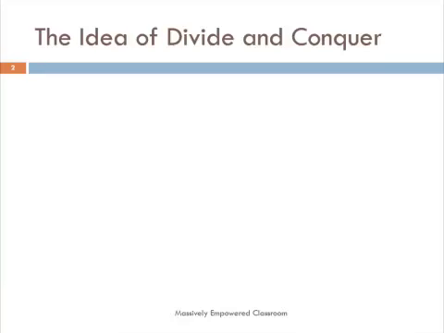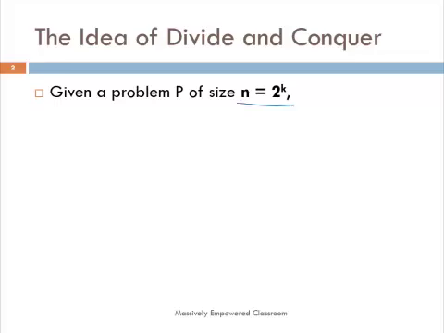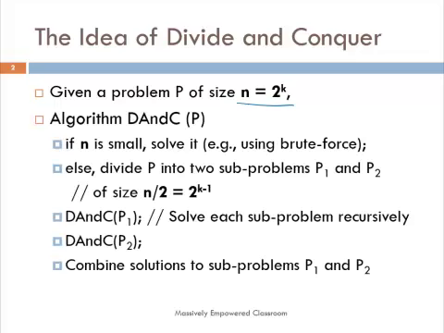So as we saw in the case of the defective coin problem, the idea of divide and conquer is, if we are given a problem P of size n, and for convenience let's say n is a power of 2, n is 2 to the power of k, what we do is in the algorithm DAndC, as the textbook calls it, divide and conquer, given a problem P, we do two things. First, we see if n is small. What does it mean for n to be small? That really depends on the problem.